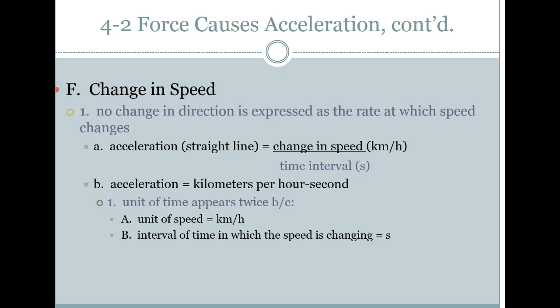So if we have a change in speed, then there's no change in direction, and it is expressed as the rate at which speed changes. Acceleration in a straight line is change in speed over the time interval. Acceleration, kilometers per hour per second. In acceleration, a unit of time appears twice because it's the unit of speed, kilometers per hour, and the interval of time at which the speed is changing, which is seconds.